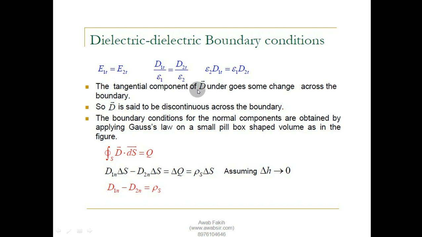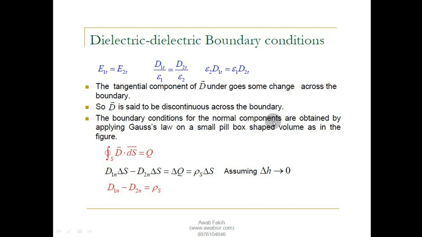Now the tangential component of D undergoes some change across the boundary. As we can understand, the tangential component of D undergoes some changes across the boundary. So D is said to be discontinuous across the boundary. Because as you can see, D1t by D2t depends upon the dielectric constant of the respective medium. Each medium has a different dielectric constant. So the ratio of D1t by D2t is not equal to 1, which means that D1t and D2t are not equal. We can conclude this from the mathematical equation. So from this we have understood that D is said to be discontinuous.